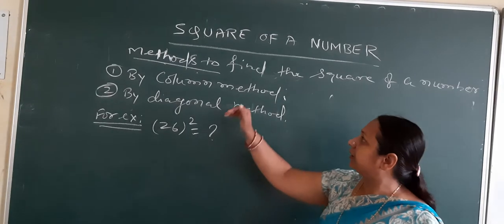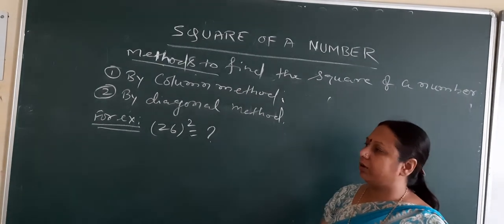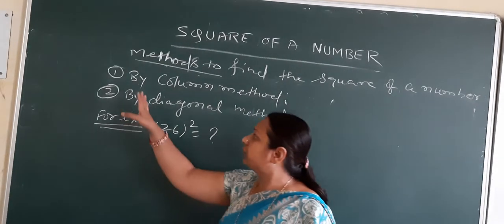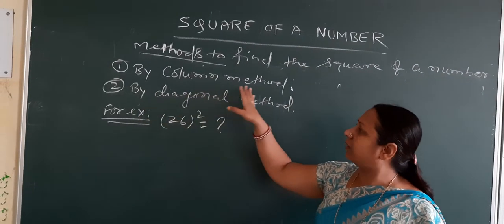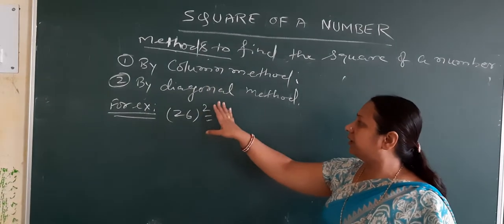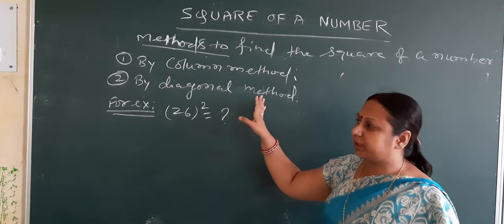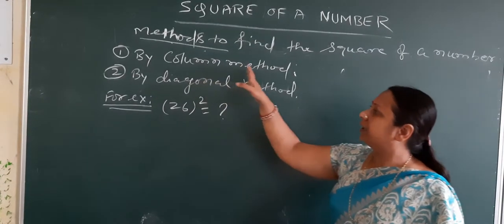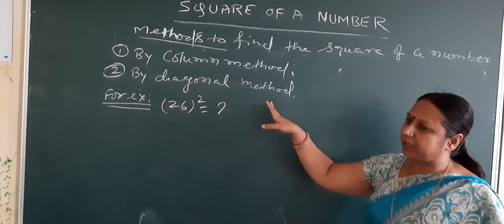Now you will see the methods to find the square of a number. We have two standard methods to find the square of a number, that is column method and diagonal method. We can find the square of a number by column method and diagonal method.